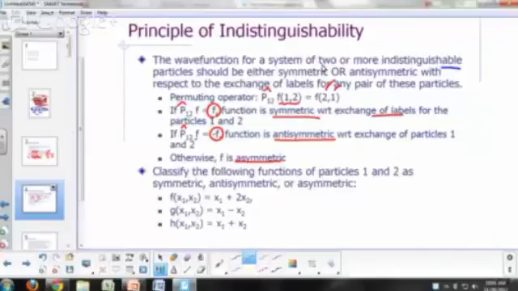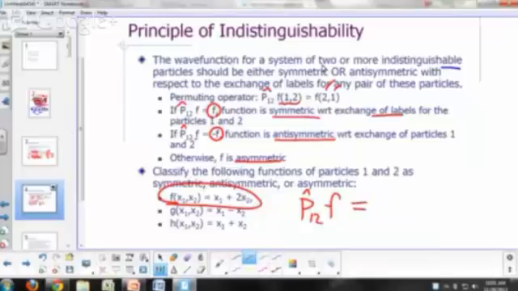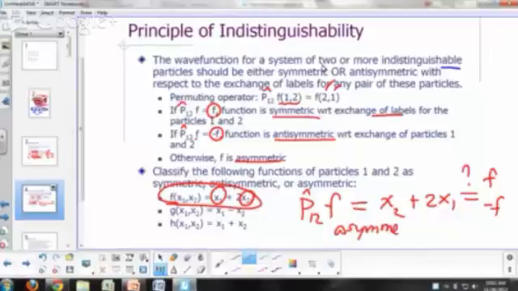Let's just clarify exactly what we mean by this permuting operator. Let's say you have a function of x1 and x2. Just for the sake of a simple example, let's say f(x1, x2) is x1 plus 2x2. What would happen if I were to apply the permuting operator on that function? Anytime I see an x1, I replace it by x2, and anytime I see an x2, I replace it by x1. So x2 plus 2x1. Is that equal to plus f or negative f? It's not. So this function f, we say, is asymmetric. That's what we mean by asymmetric.